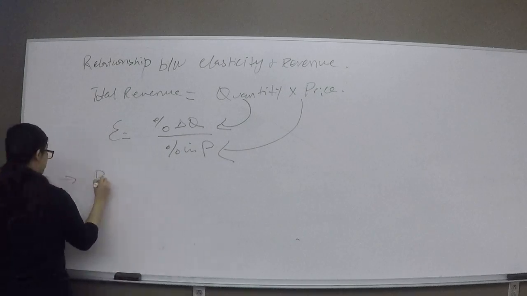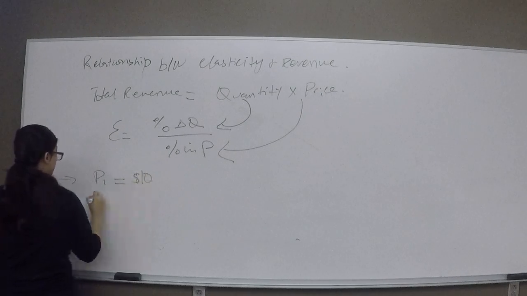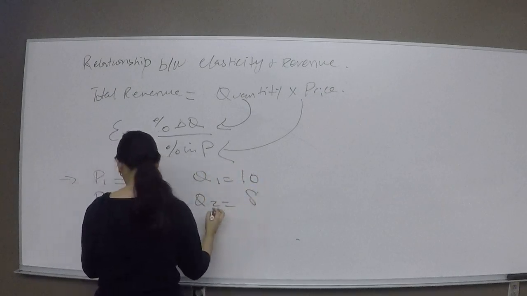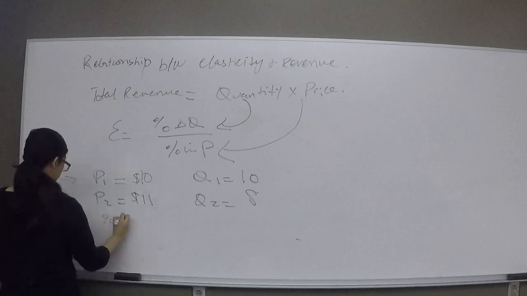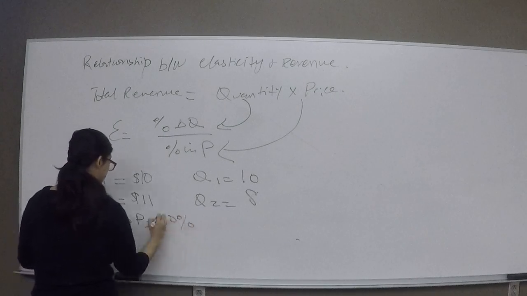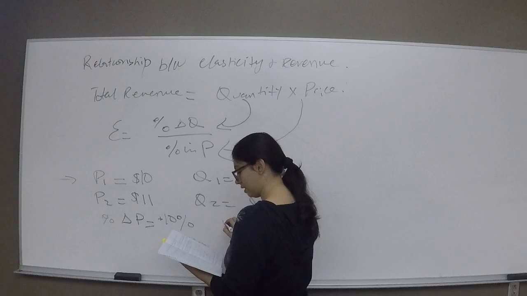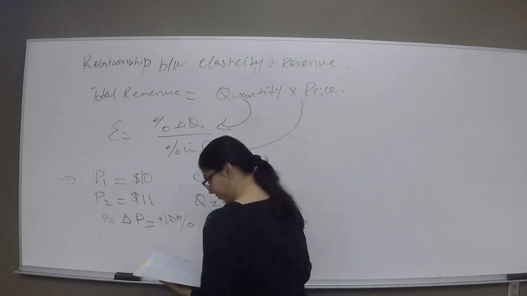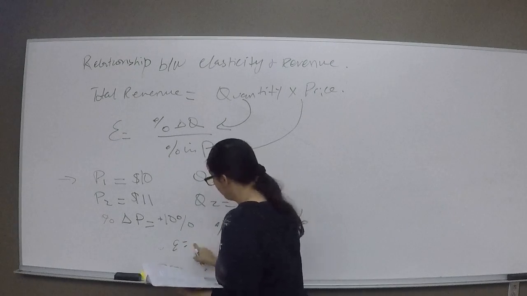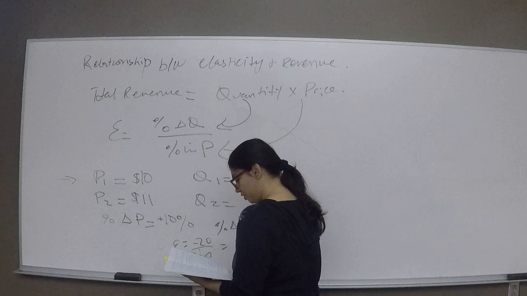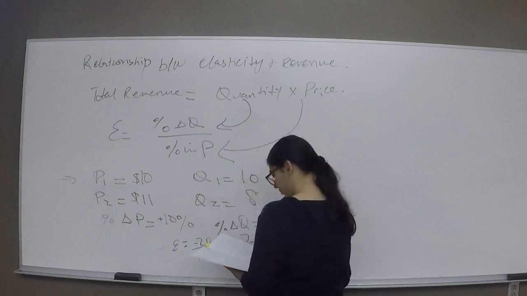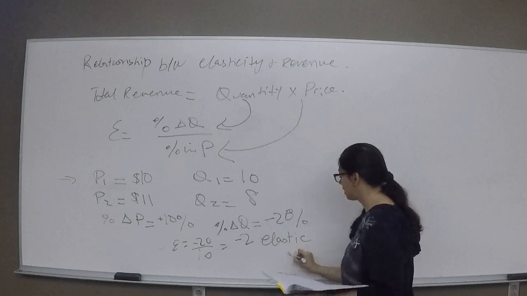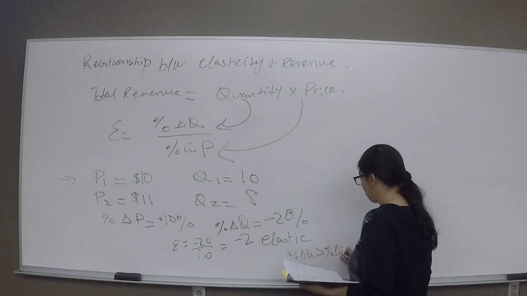So as an example, P1 equals $10, P2 equals $11, quantity 1 equals 10, quantity 2 equals 8. Percent change in price is 10%, an increase of 10% in price. Percent change in quantity is negative 20%. Elasticity is equal to negative 20 divided by 10, which equals negative 2, and it's elastic. In this case, percent change in quantity is greater than percent change in price.